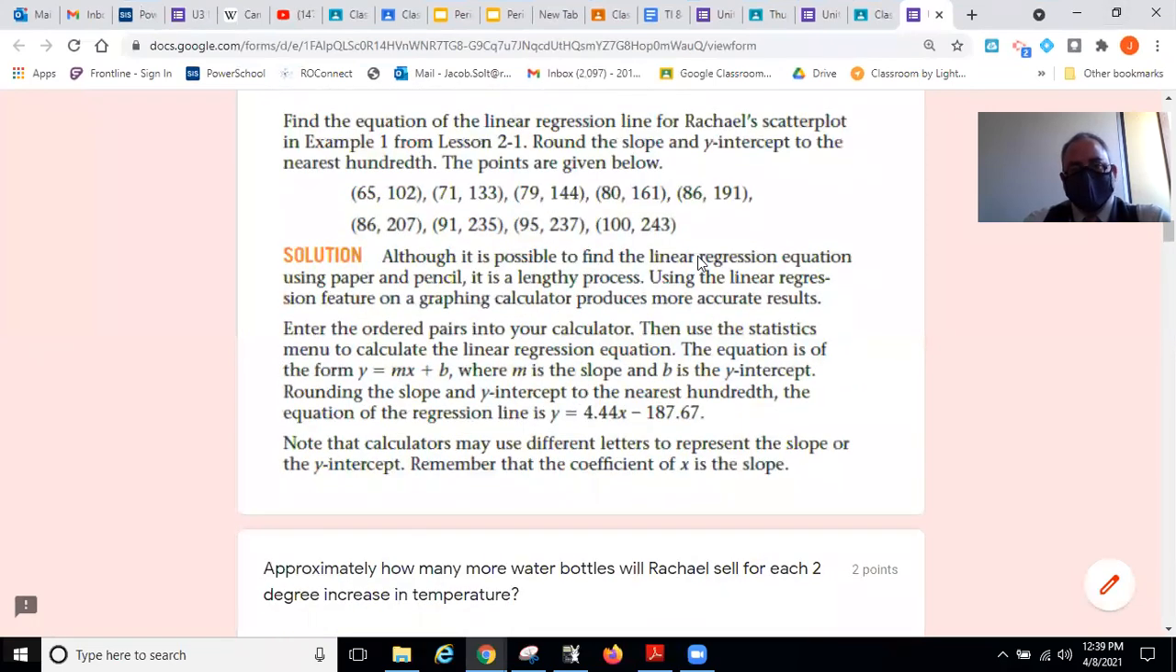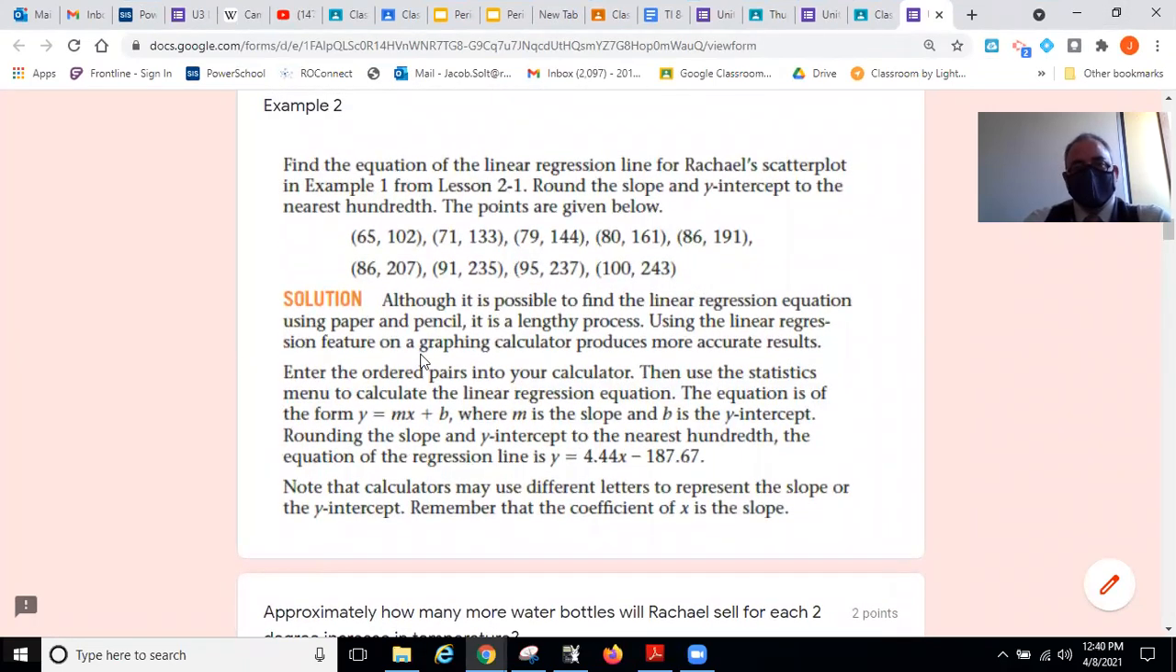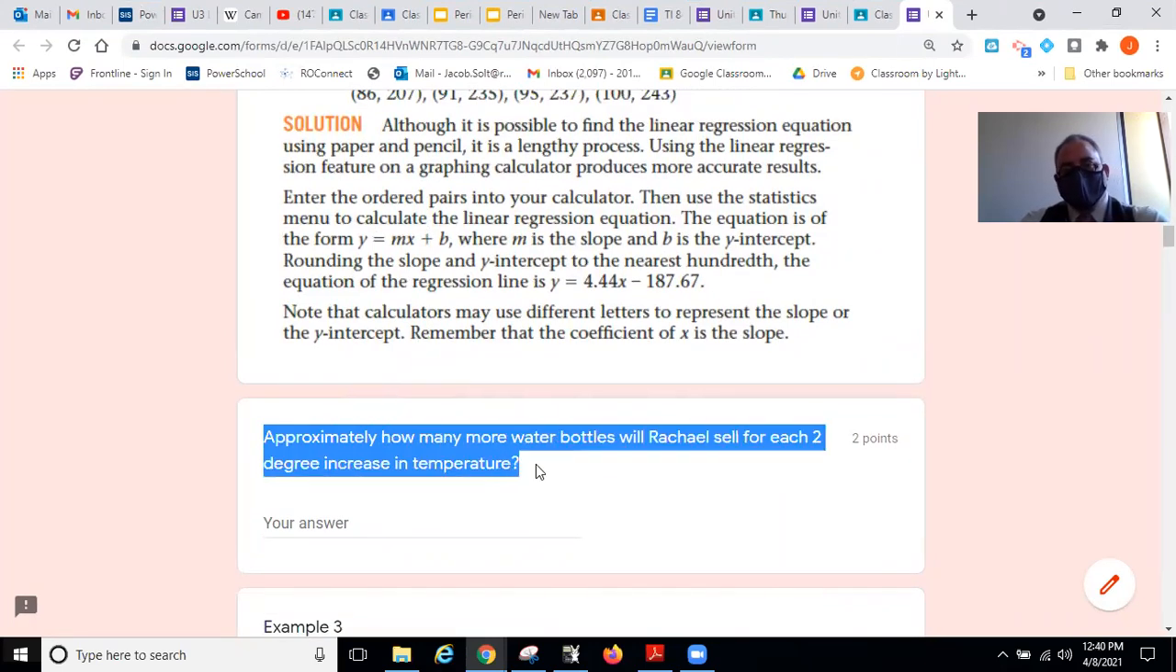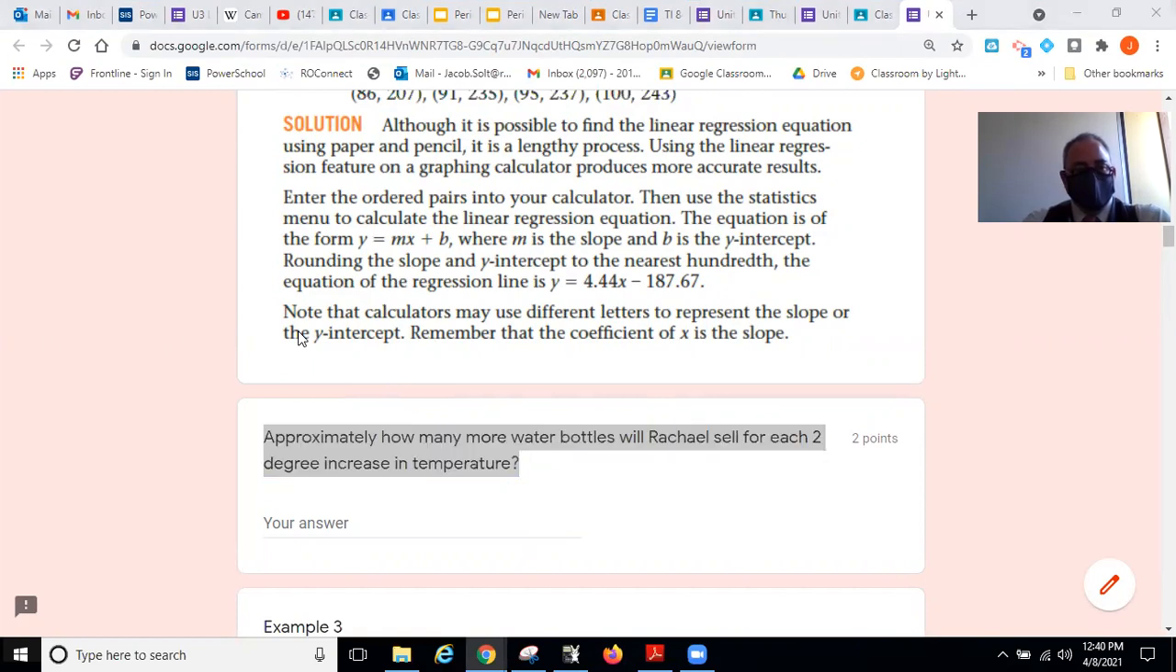I think I added this extra. I don't think we need this. We already looked at this once. Maybe I put this in just for the data. I'm going to ask you this question. Approximately how many more water bottles will Rachel sell for each 2-degree increase in temperature? Let me put that in the chat. Given this function here, if 4.44 is the slope, and if minus 187.67 is the y-intercept, if the temperature increases 2 degrees, how many more water bottles will she sell?